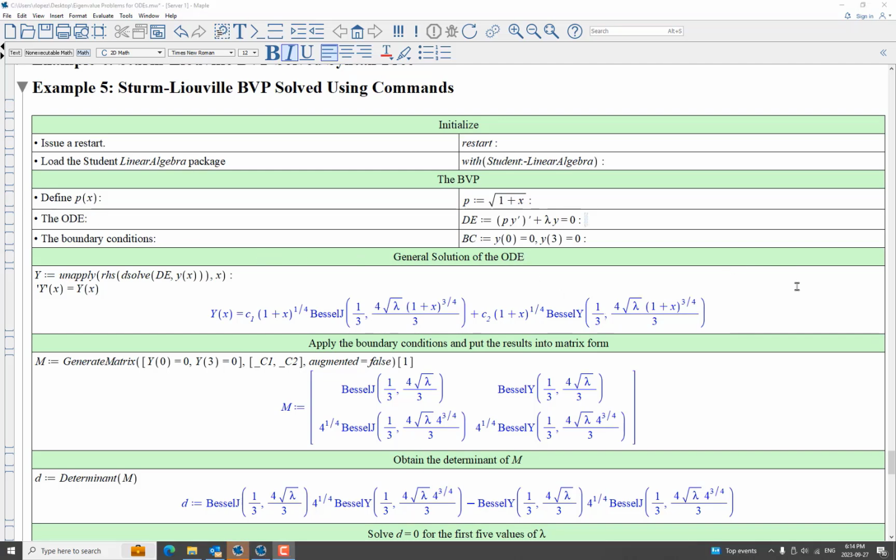Now we'd like to get the eigenvalues. So we do what we did before: we apply the boundary conditions. Well, they're simple enough to type in here. I generate a matrix using the GenerateMatrix command. These are the constants. By saying augmented equals false, I get directly the matrix. I get its determinant. And you'll notice that I didn't do anything fancy to make Bessel functions appear as just the letter J. So it says Bessel, Bessel, Bessel, Bessel.